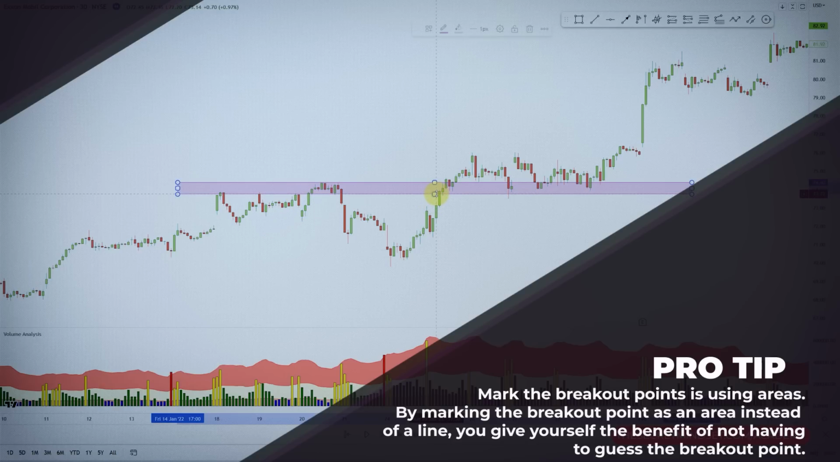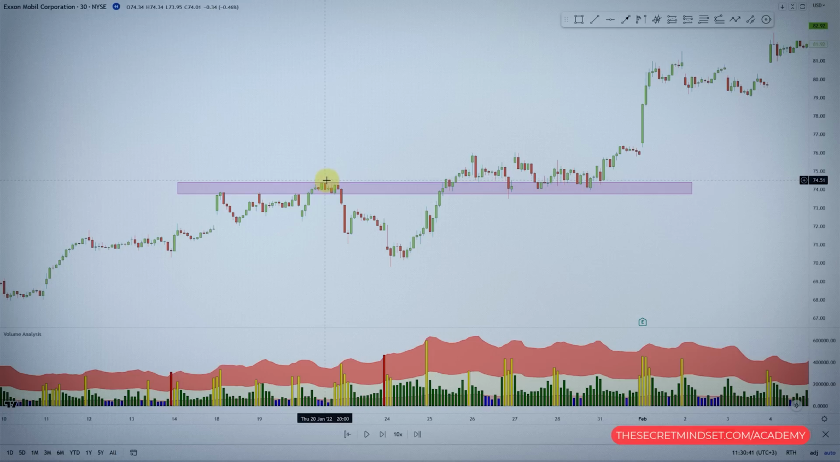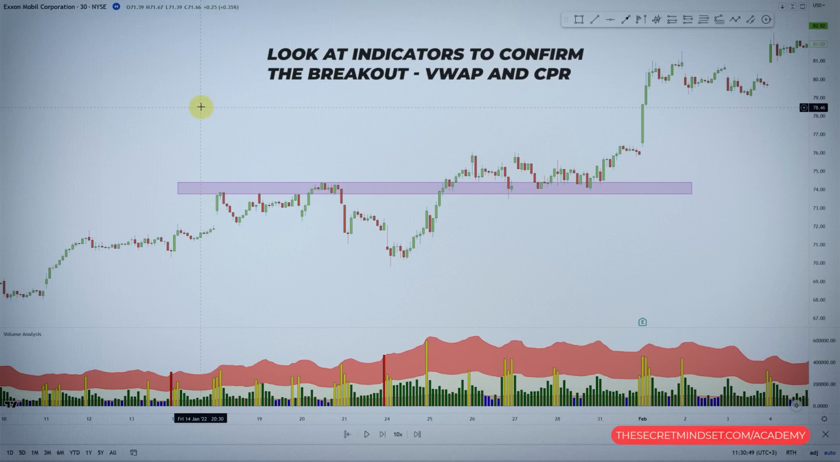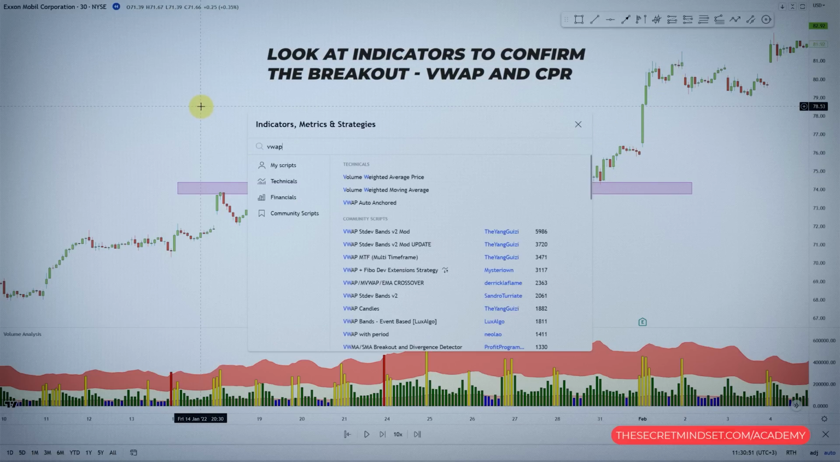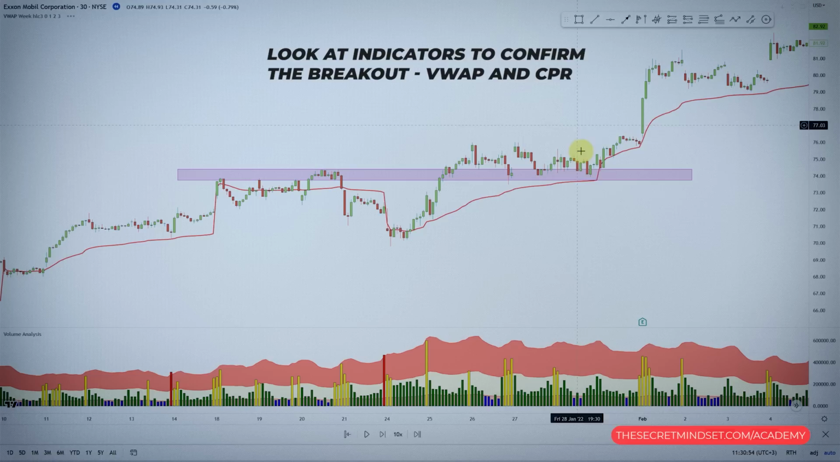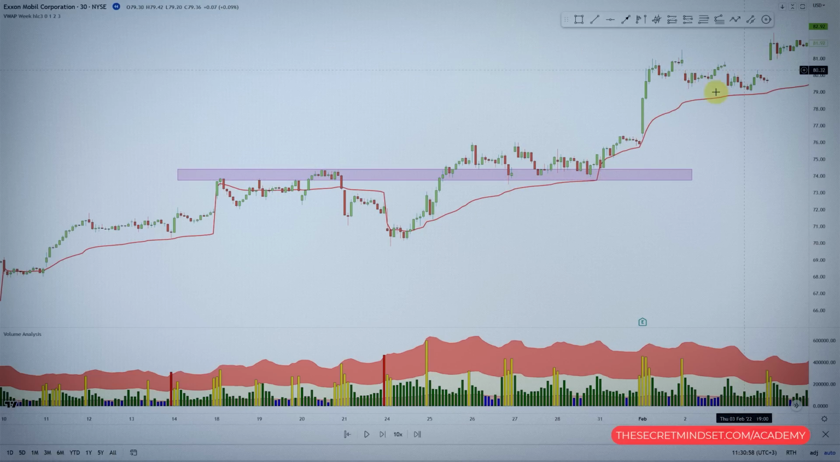If there are several highs, for example, and you mark the level using a line, then you won't be able to know which highs the market is going to return to. By having a zone, you can cover multiple highs. It's much easier this way. Additionally, it can be helpful to look at indicators to confirm the breakout. So analyze the VWAP and the central pivot range.